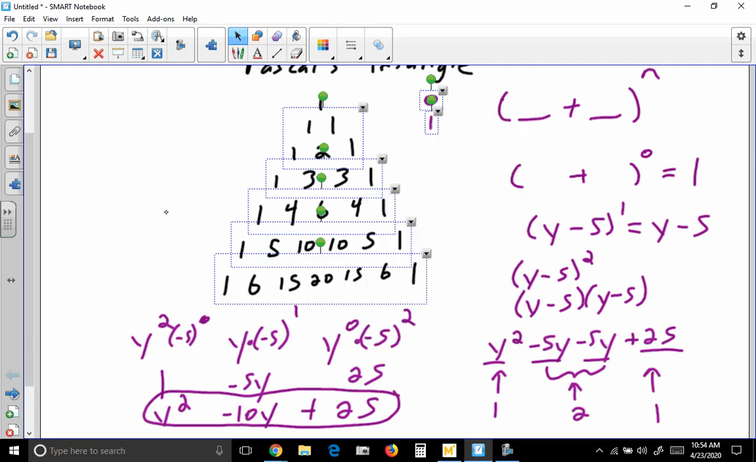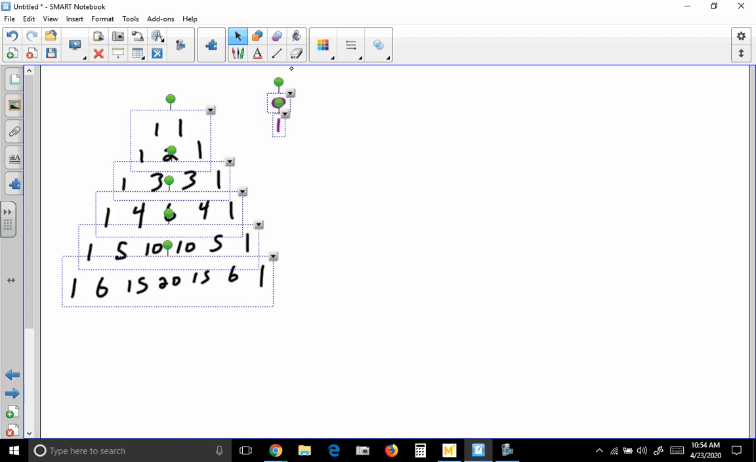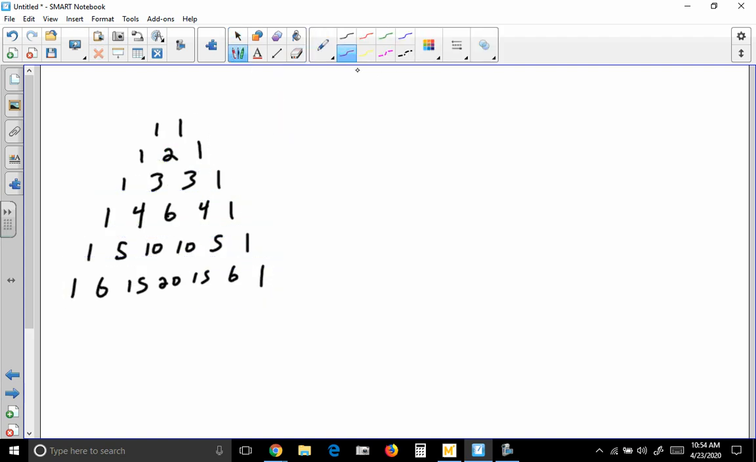Let's go to the next page, and let's use the triangle to evaluate 1 or 2 problems at least. So let's do x plus 2 to the 4th power. So when we do x plus 2 to the 4th power, we're going to have an x to the 4th. We're going to have a term that has an x cubed, an x squared, an x, and then we're going to have a term that doesn't have any x's.